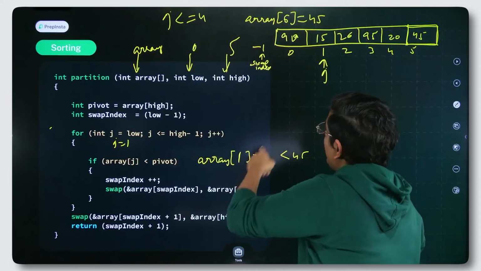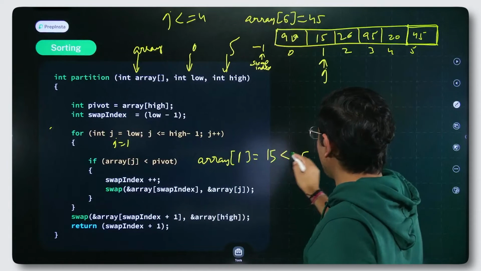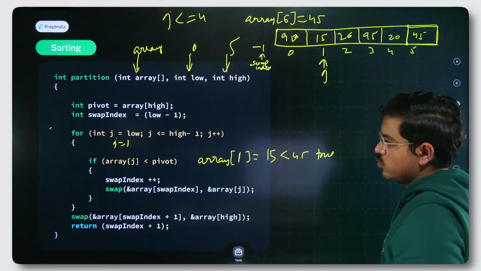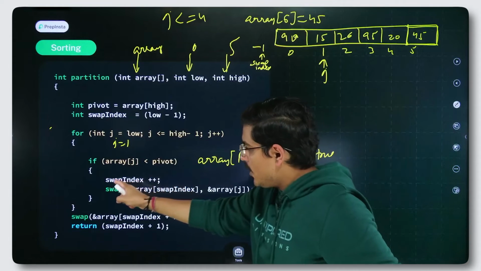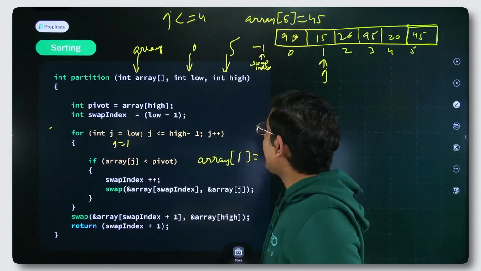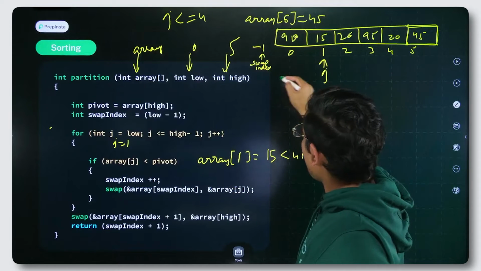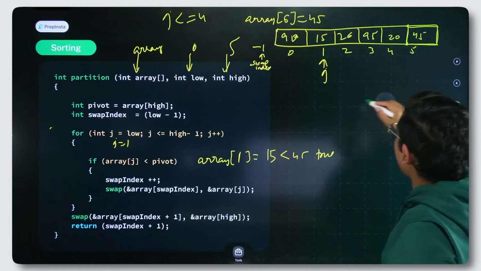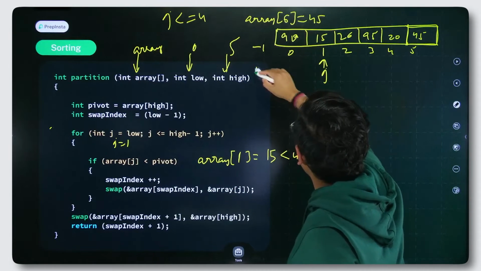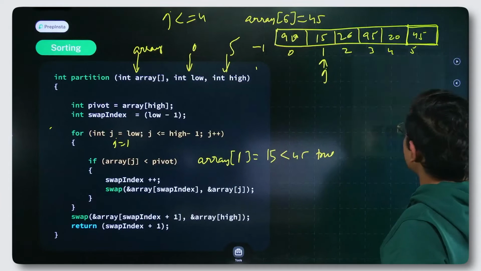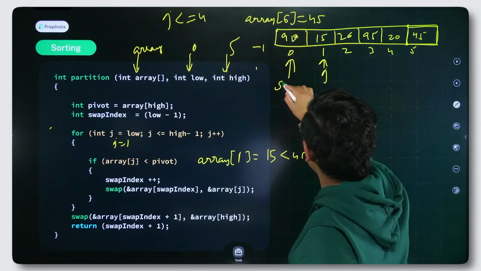Now in this case, array of 1 is 15, which is smaller than 45, so it is true, right? So the first thing we do is increase the swap index. So swap index was -1, I increment it, and what I get is my swap index starts pointing out here.